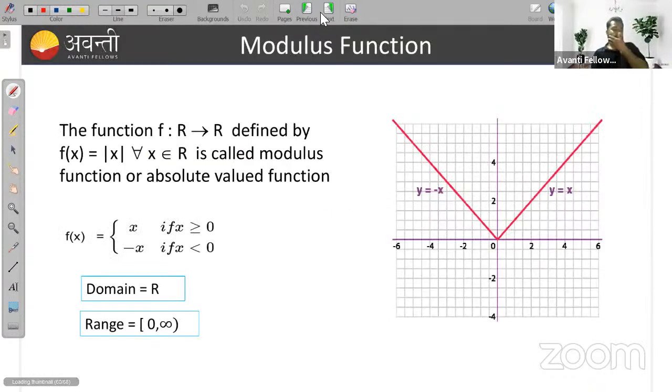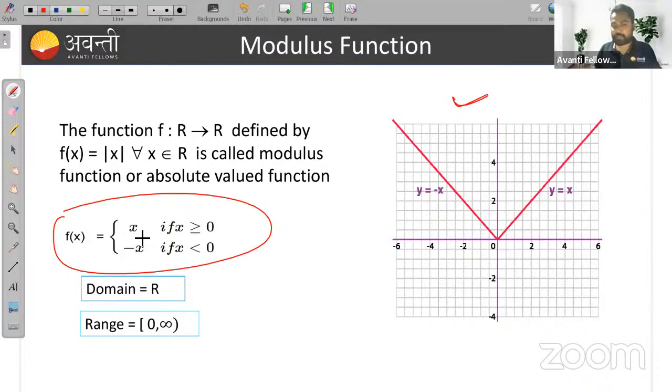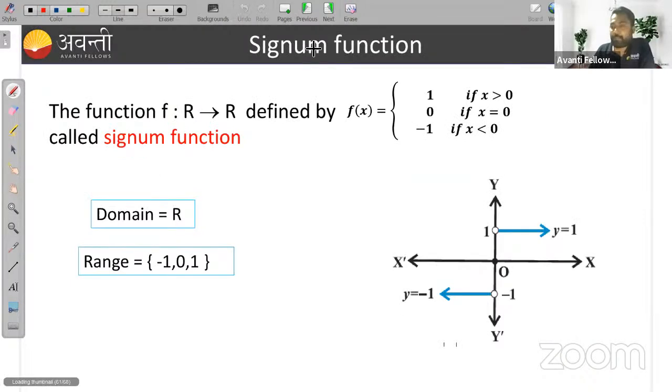Let's move on. Okay, we have a few minutes left. So the modulus function we have already discussed. This is the graph of the modulus function, and it is defined as: when x is greater than or equal to 0, it gives you x, positive x, and when x is less than 0, it gives you negative x. And the domain of this function is R, and the range of this function is 0 to infinity. Okay. Next is the Signum function.